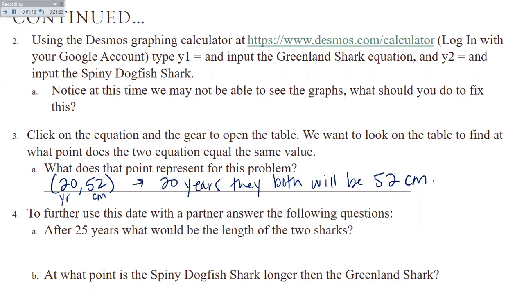All right. What I want you to do is look at the graph and talk with your table. After 25 years, what would be the length of the two sharks? And then at what point is the spiny dogfish shark longer than the Greenland shark? So what are their lengths after 25 years? And at what point is the spiny dogfish longer?